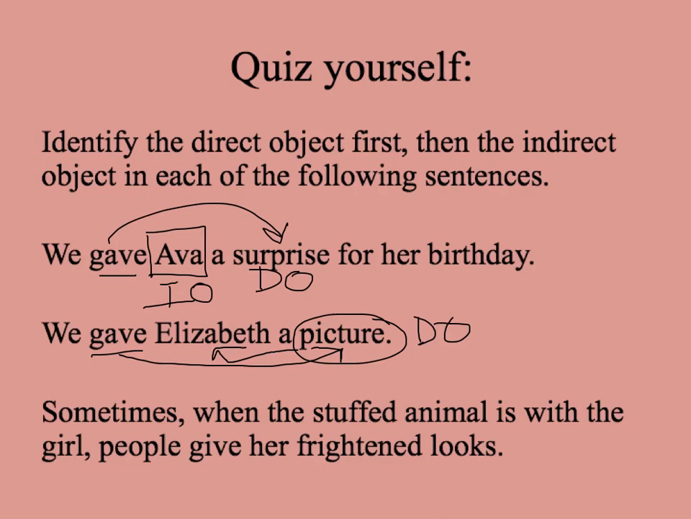The last one's a little tricky, so read it carefully. Sometimes when the stuffed animal is with the girl, people give her frightened looks. What's our verb? Okay. What's the direct object? Give what? To whom?